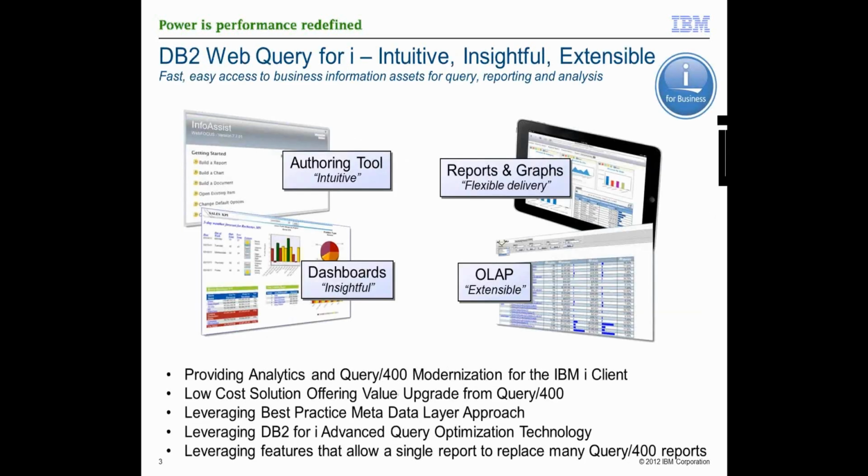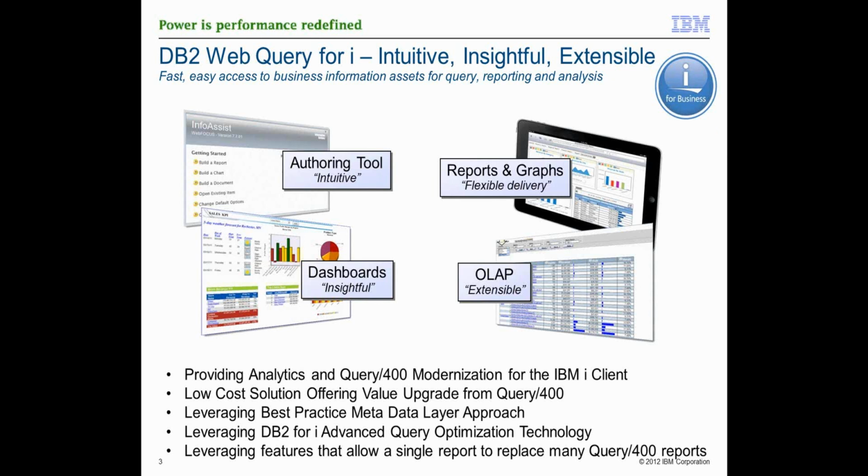So that's how we position DB2 Web Query for IBM i. It's a low-cost analytics solution, and it's meant to be a strategic replacement for Query/400. It allows you to keep all of your data on the DB2 for i database, and all of the components for DB2 Web Query run natively on the i, so we don't require any external servers to do any of the work. We have a metadata layer, which is very important.